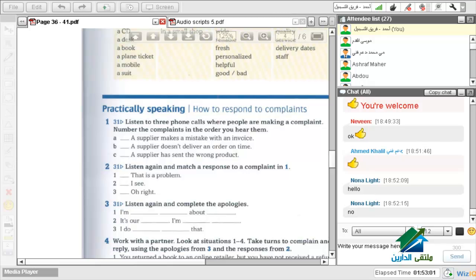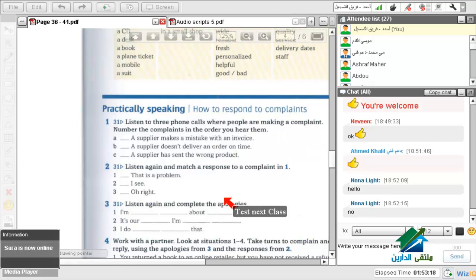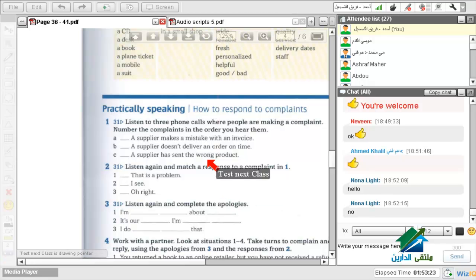And I guess in audio number 31, you had a lot of responses to complaints. So repeating or re-listening to this audio will add a lot. Inshallah, you need to listen again and again.